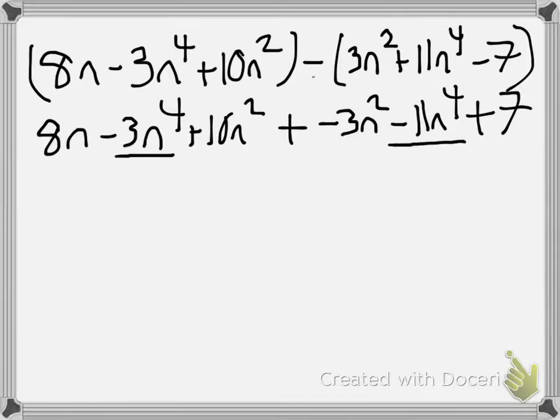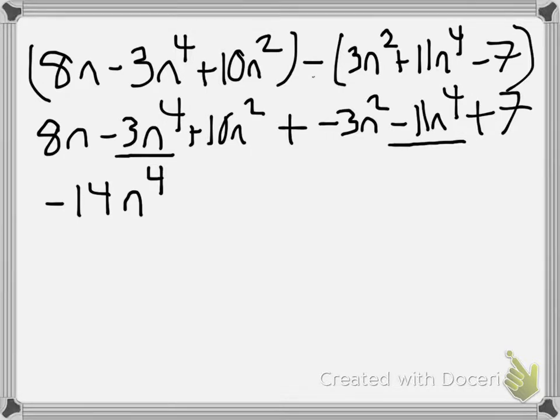Negative 3 minus 11, or negative 3 plus negative 11. However you want to think about it, I don't care. But negative 3 plus negative 11 is negative 14n to the fourth. Notice we are not changing the power when we add. We only change the power when you multiply. That's one of the things that a lot of students get confused with.